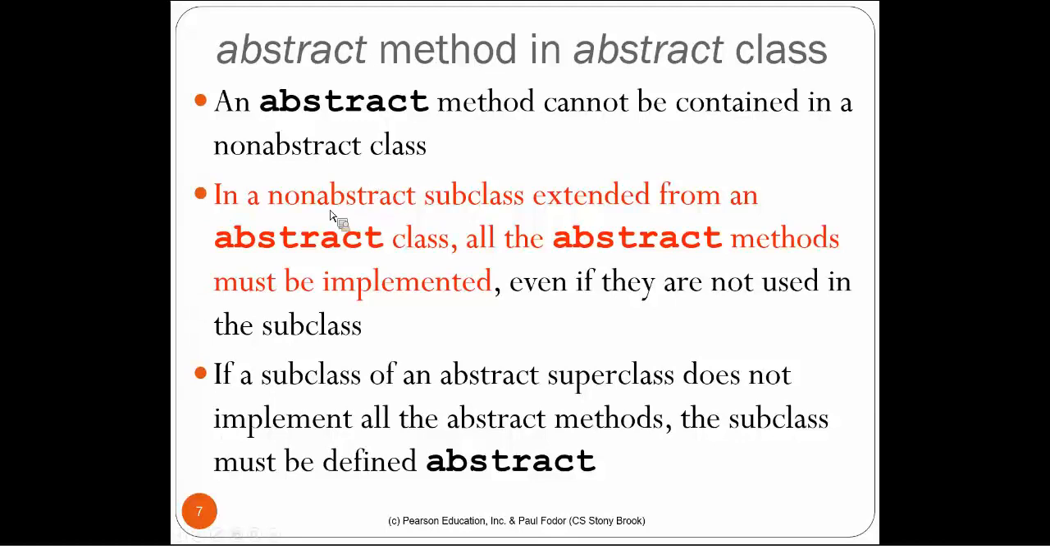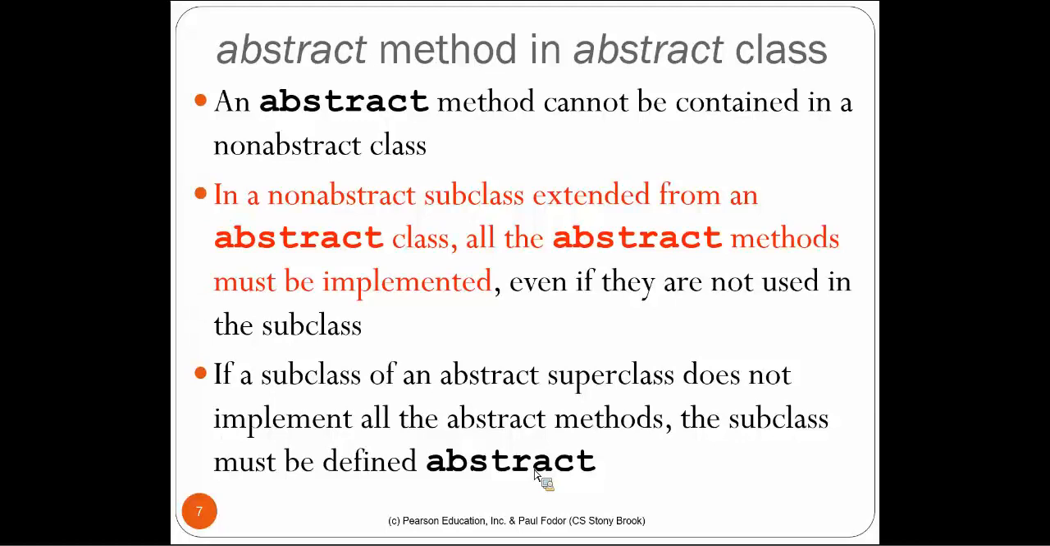But this is only in non-abstract subclasses, because if a subclass of an abstract superclass does not implement all of the abstract methods, then the subclass is also defined as abstract. And that basically means that its own subclass will now have to implement these abstract methods. So we are deferring the implementation of the abstract methods to the subclasses.